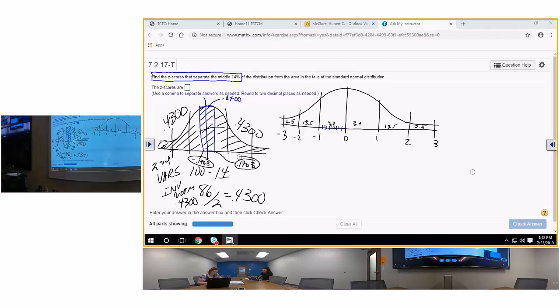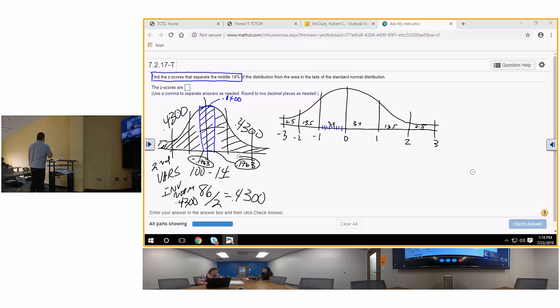Remember me telling you, the math is not that hard. What do you have to do? You have to read the question. The question's telling you what to do.